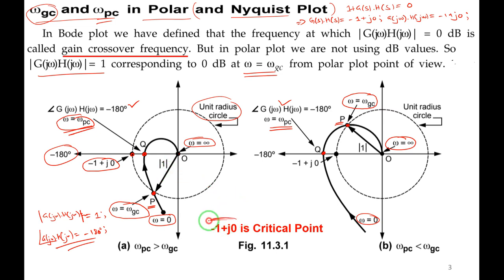And this point, minus 1 plus j0, we call it the critical point. In the Nyquist or polar plot, we call this minus 1 plus j0 the critical point, because just now I told you G(j omega) H(j omega) equal to minus 1 plus j0. Minus 1 plus j0 plays a very vital role. This point we call the critical point, right? Whether that point is enclosed by the polar plot or outside the polar plot, that we will see. Based on that, we will judge the stability of the system, right? So we call this minus 1 plus j0 point the critical point.